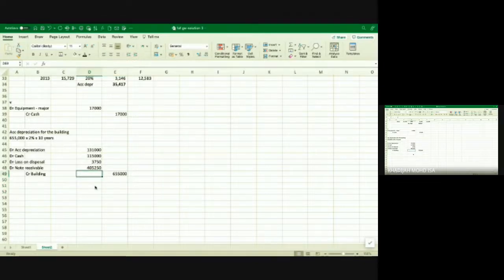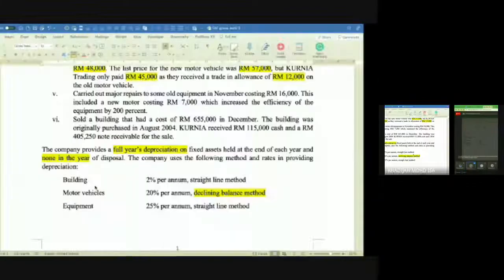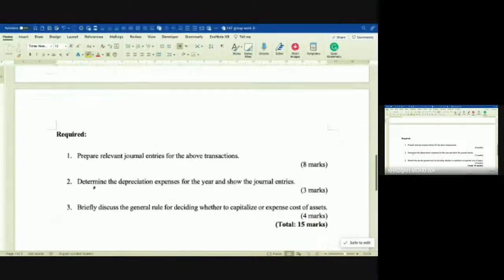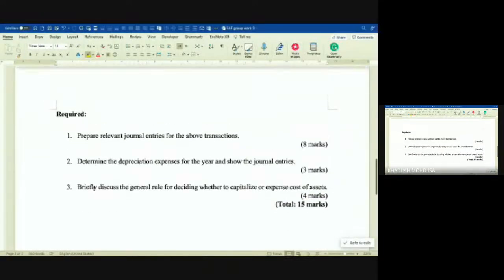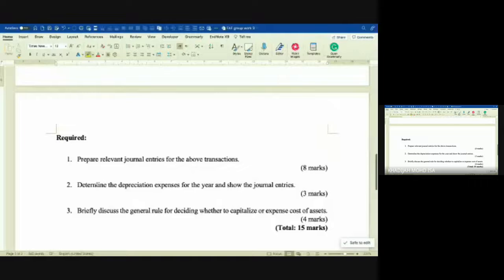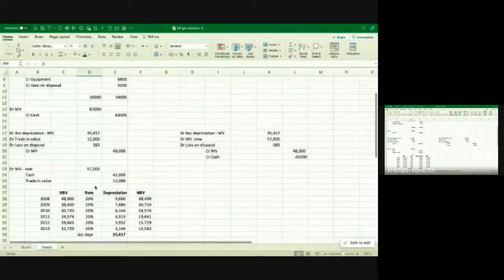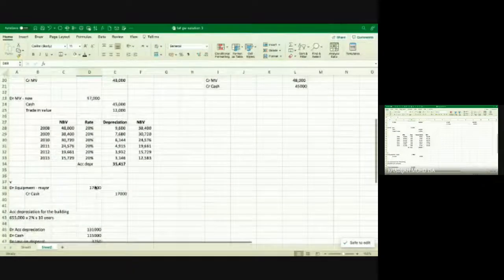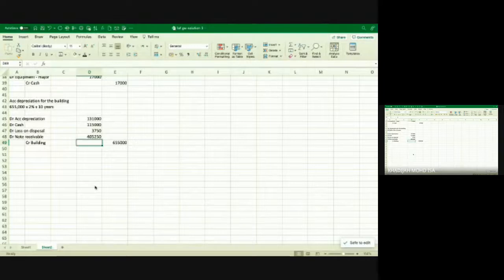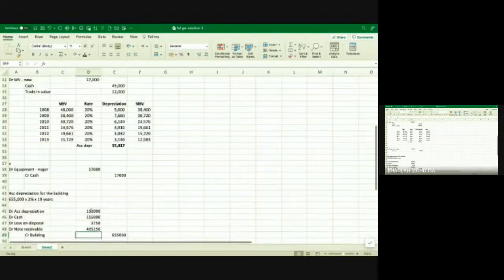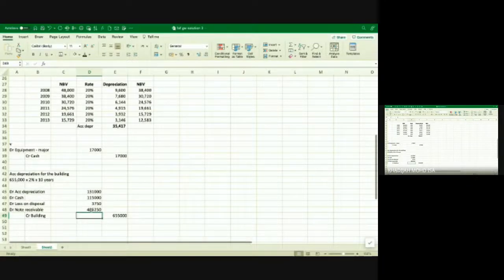All right. The question asks you to journalize the entries. You have done that. And then determine the depreciation expense for the year. So you have to show it for whatever asset is left, the existing asset that you have not sold, plus the new asset. So compute the depreciation based on the depreciation policy. You list down all the assets and then look at how you compute it.